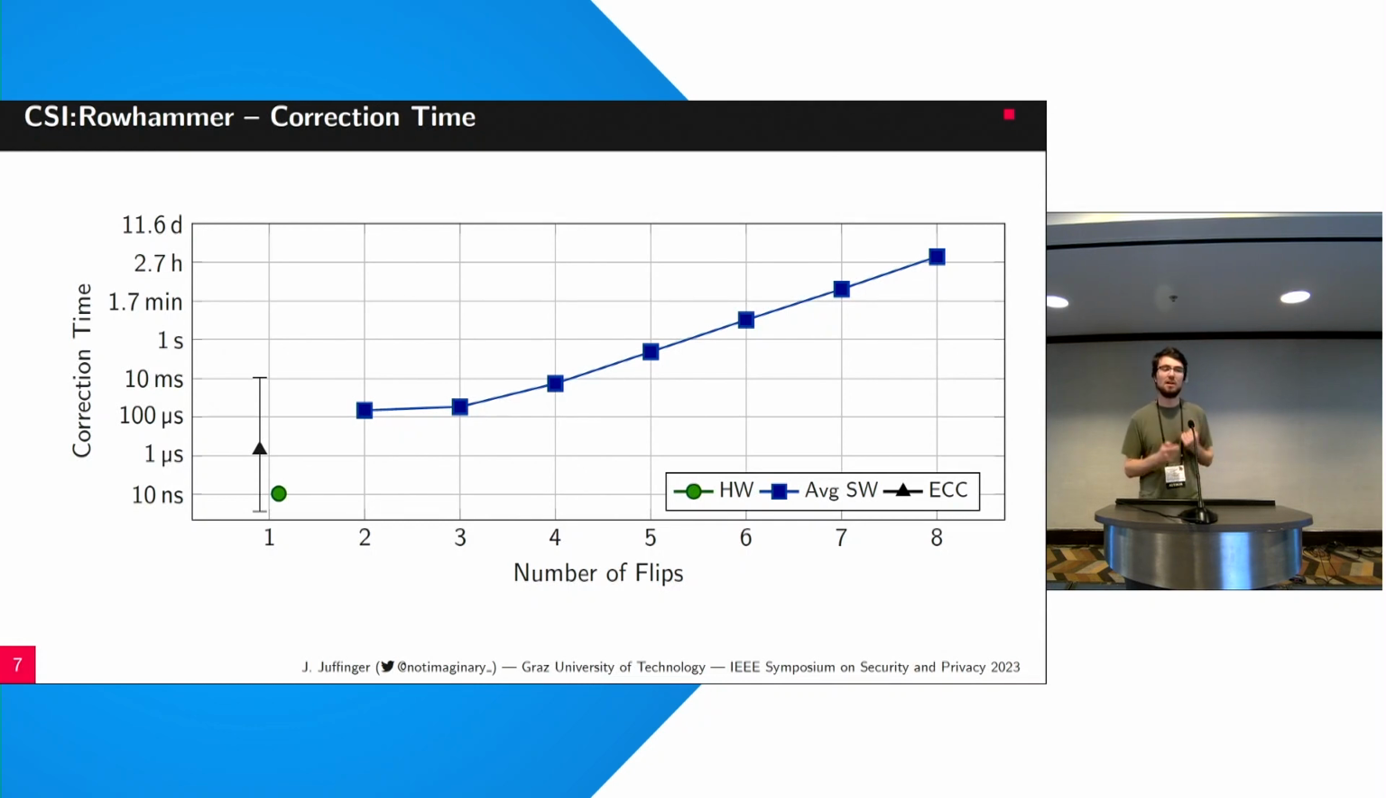And then for the software correction, we first have an overhead of the exception handler, and then the correction time increases exponentially. But we can still correct 5-bit flips in under a second, and 8-bit flips in an almost reasonable time of a few hours. If the data is really important, that could be fine.